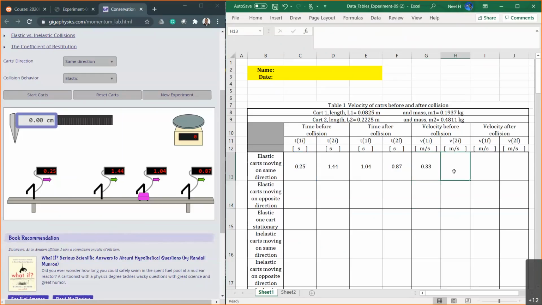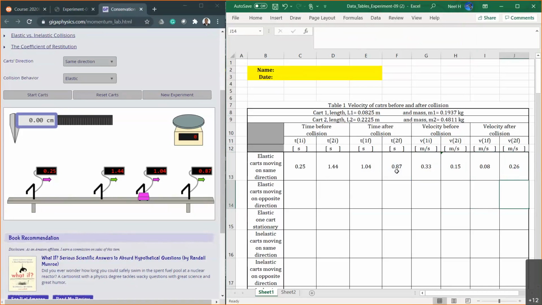And the velocity of cart number 2 before the collision, cart number 2 length 0.2225 divided by time before the collision, cell number D13. And equal sign cart number 1, 0.0825 divided by after collision cart number 1, cell number E13, equal sign cart number 2, 0.2225 divided by time value after collision, cell number F13. So you have velocity calculated.